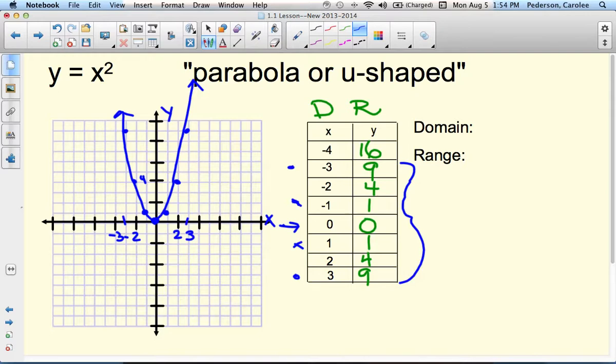It does have symmetry along that vertical y-axis. The domain is what numbers can you plug in for x. All numbers work for this parent function. But the range is what kind of numbers can you get out. Do you get any negative numbers out for y down here? No, nothing is happening here. So the range is y is greater than or equal to 0. What numbers are you getting out for y?